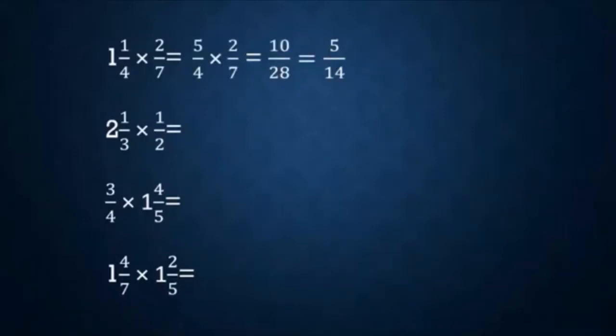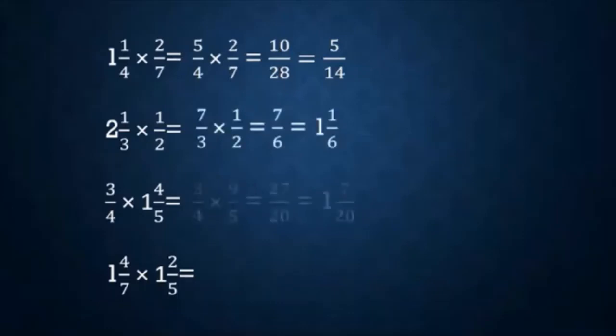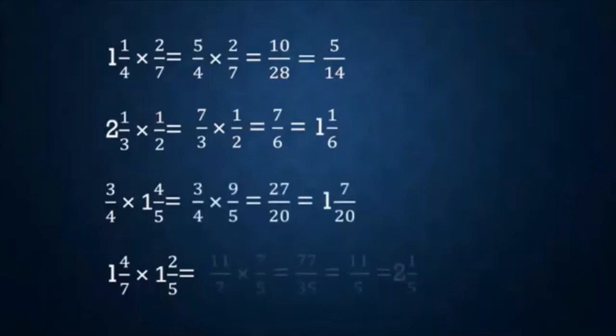1 by 3 into 1 by 2 is equal to 7 by 6 or 1 by 6. 3 by 4 into 4 by 5 is equal to 27 by 20 or 7 by 20. 4 by 7 into 2 by 5 is equal to 77 by 35, 11 by 5 or 1 by 5.